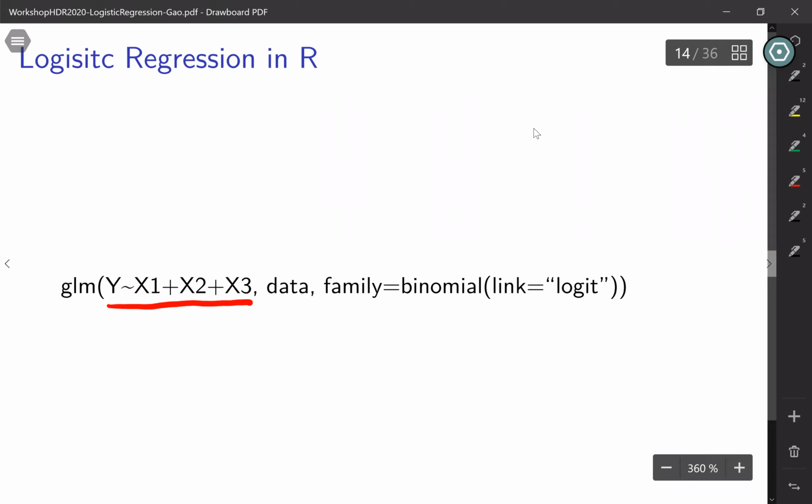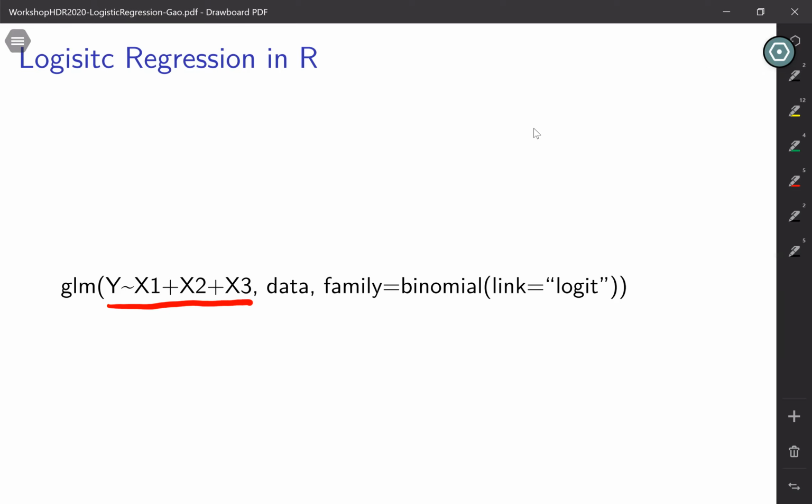And then this here, what you want to use to predict Y, right? I want to use these three predictors, the independent variables X1, X2, X3. Of course, you may have more than three predictors, or you may just use one. If you use one, we call this univariate logistic regression, right?